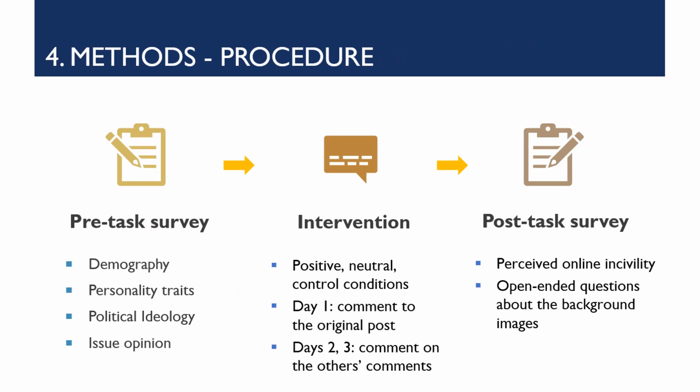Stages in the experiment. The pre-survey asked people's demography, personality trait, political ideology, and issue opinion. After the pre-survey, people were randomly assigned to one of the 3 experimental conditions. For the main intervention, participants in all conditions read a blog post describing the Texas governor's idea to build a wall in the border area to curb illegal immigration and some example comments taken from the Reddit forum.